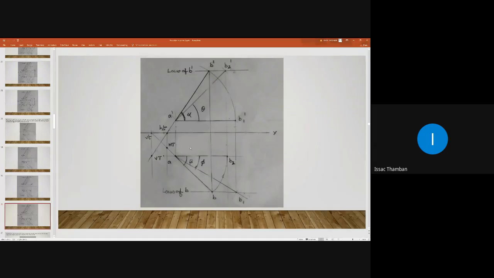So what is horizontal trace? Horizontal trace is the point of penetration of a line with respect to the horizontal plane. Here line AB will penetrate through the horizontal plane at this point. That is our horizontal trace. Have you marked the horizontal trace? Yes, sir.